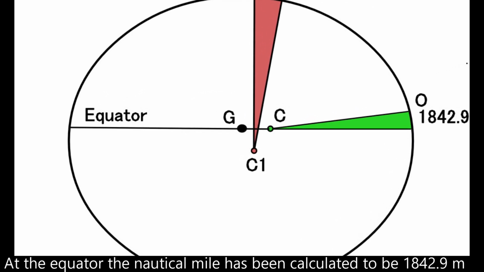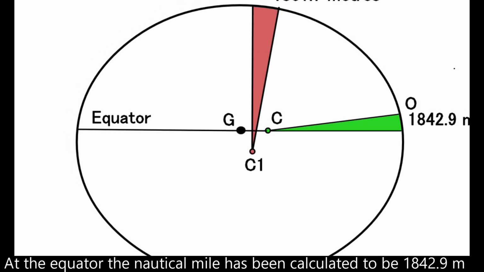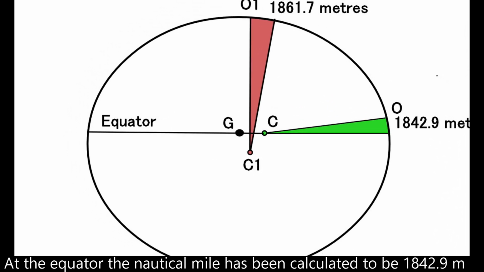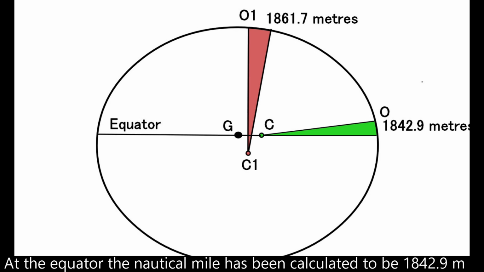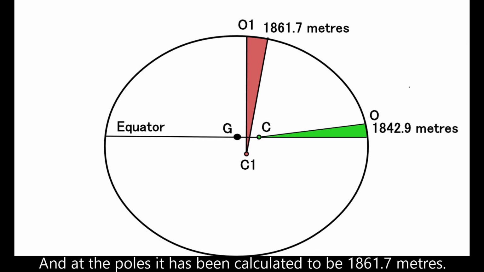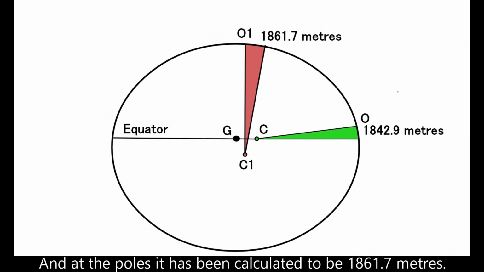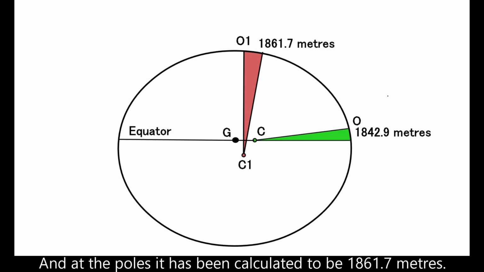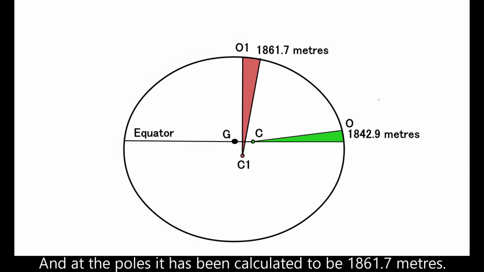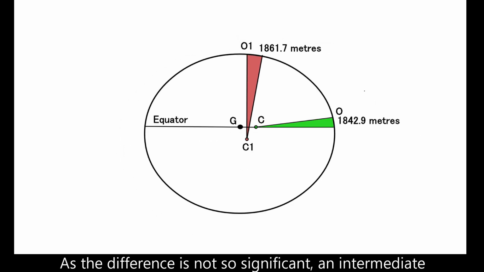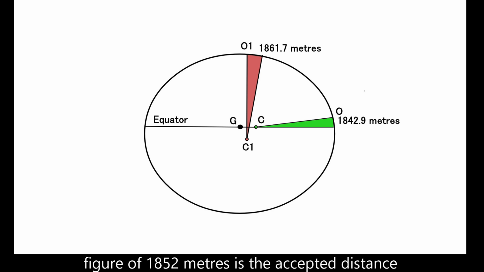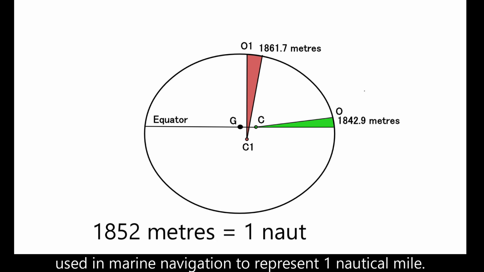At the equator, the nautical mile has been calculated to be 1842.9 meters, and at the poles, it has been calculated to be 1861.7 meters. As the difference is not so significant, an intermediate figure of 1852 meters is the accepted distance used in marine navigation to represent 1 nautical mile.